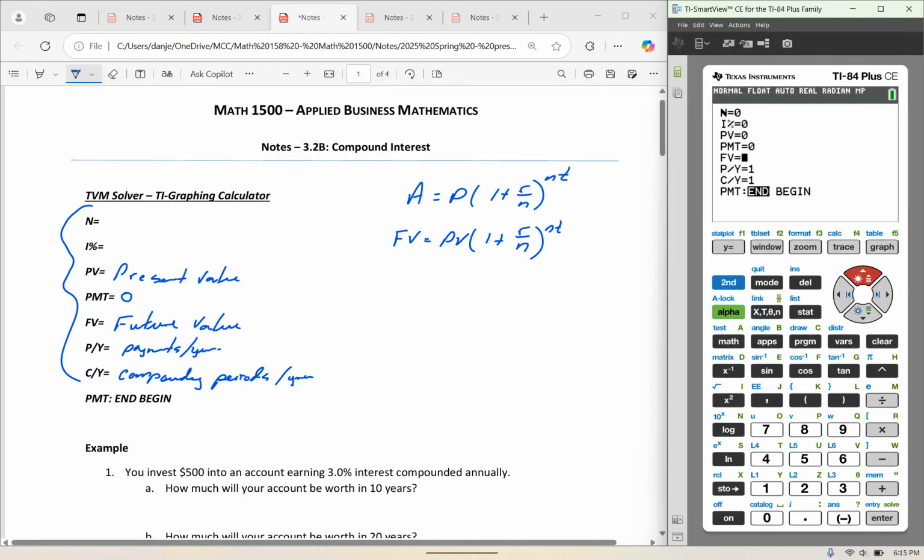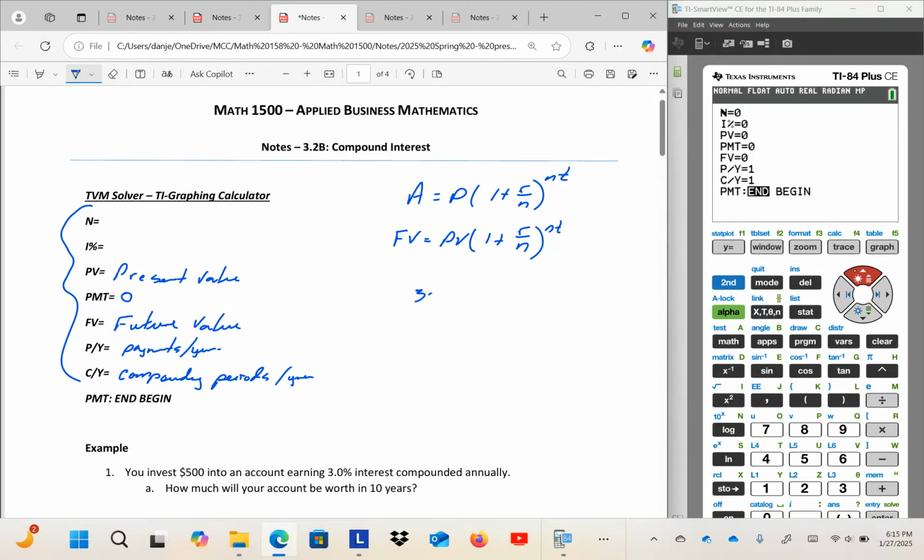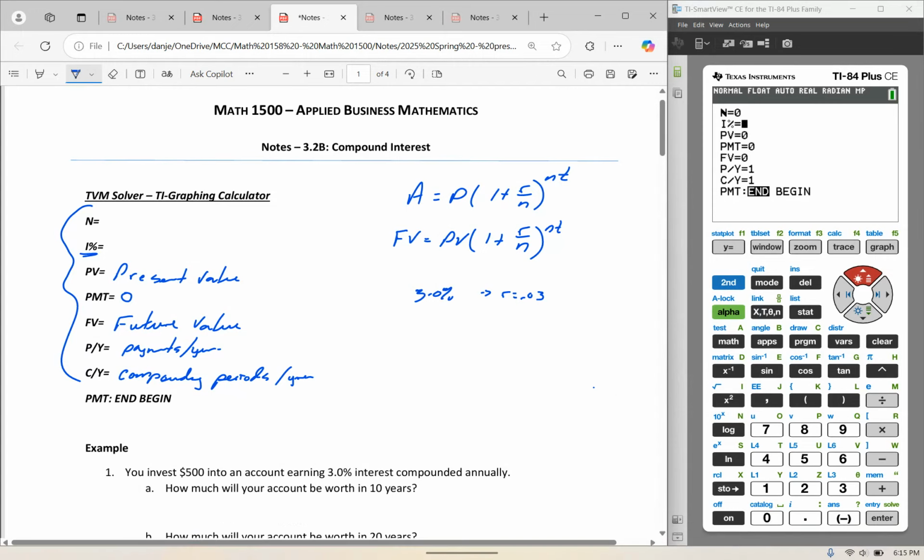So a couple things left to talk about. The I%. In the formula, if my interest rate is 3% interest, R is 0.03, and I put 0.03 into the formula. In the calculator, you put in the percent as a percent. So 3% interest would be 3. Okay, so it's the interest rate.